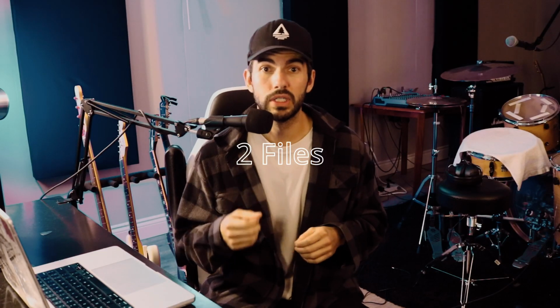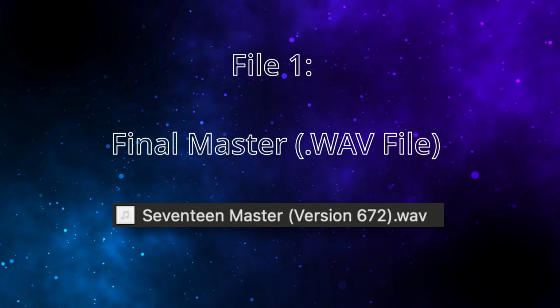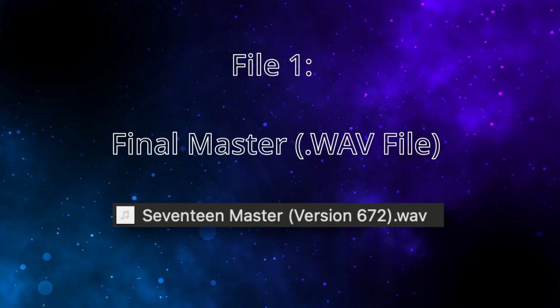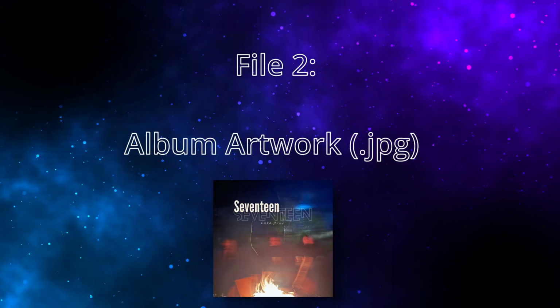Which brings me to step 2, uploading the song. Before starting the upload process, you're going to need 2 files. The first file will be your WAV file. That will be the final master of your song. The second file will be a JPEG of your album artwork.